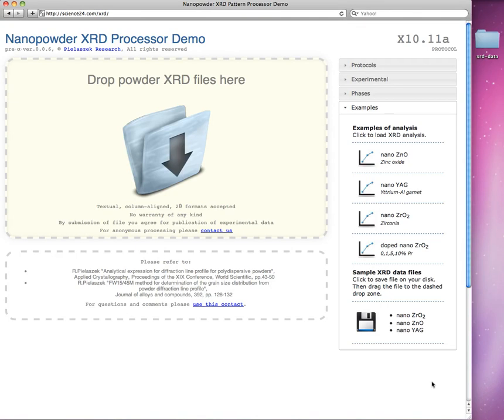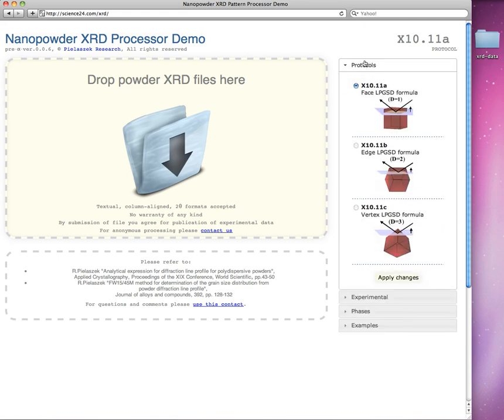I would like to tell a few words about limitations of the automated XRD analysis tool at sinus24.com/XRD. When we process X-ray diffraction data, we send it to our server, which performs some series of automatic analysis. However, in order to perform this analysis, a couple of assumptions must be met.